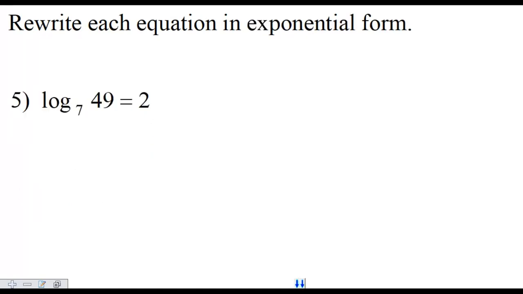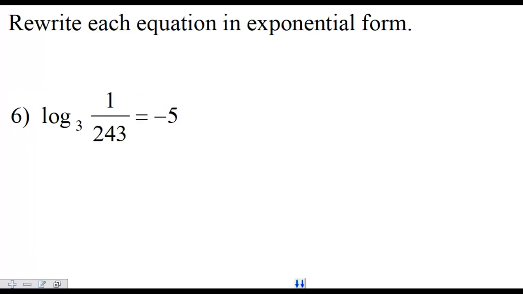In these next two examples, we are given an equation in logarithmic form, and they want me to change it to exponential. Just like I showed you previously, I think the easiest way to do this is to use the loop. A base of 7 raised to the second power will be equal to 49. 7 squared equals 49.